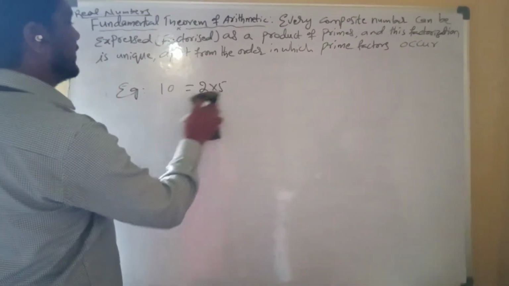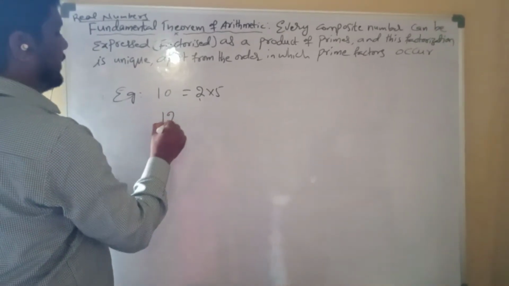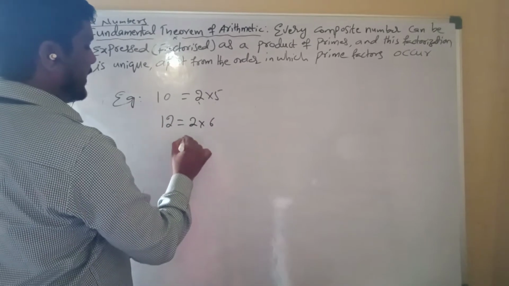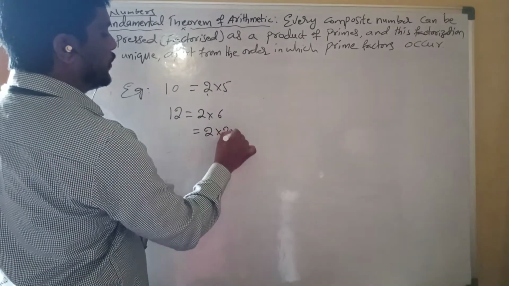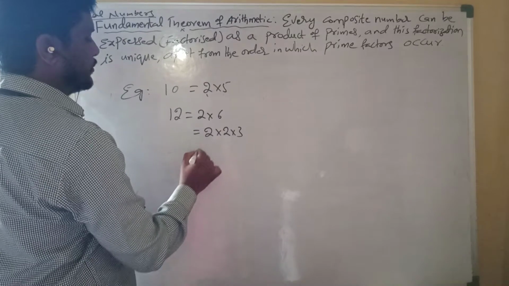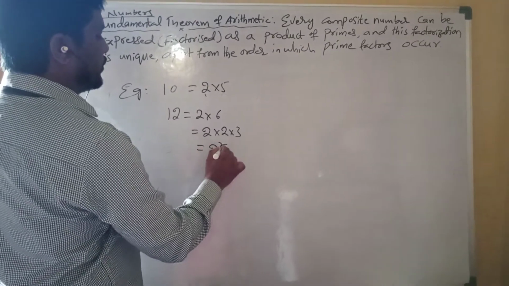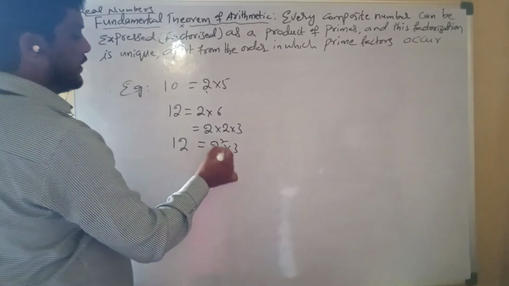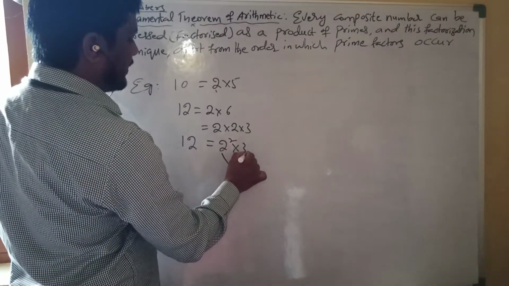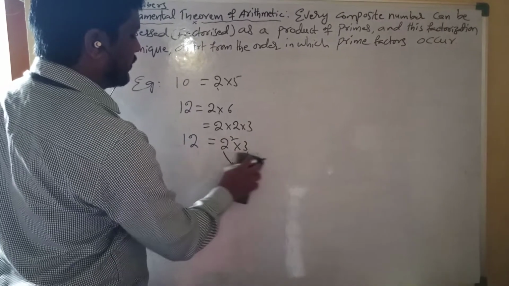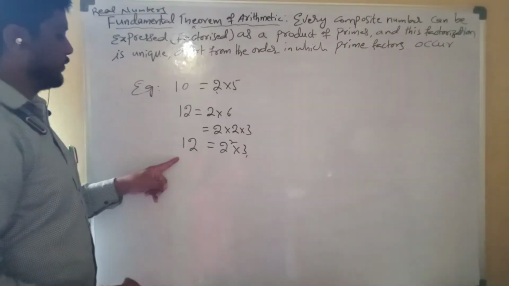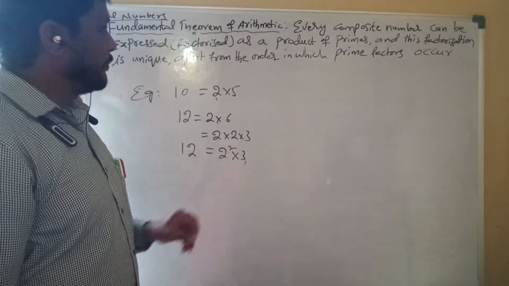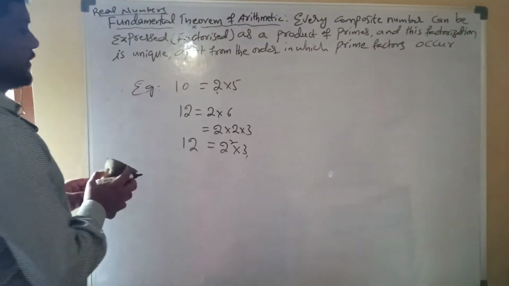Let us take another example, that is 12. It can be written as 2 into 6. Again it can be written as 2 into 2 into 3. 6 is 2 into 3. Therefore it is 2 into 2 is 2 square into 3. Therefore 12 can be written as 2 square into 3. Here 2 is a prime number and 3 is also a prime number. Therefore, we can say that 12 is a composite number. It can be written as a product of primes. This is the statement of our theorem.